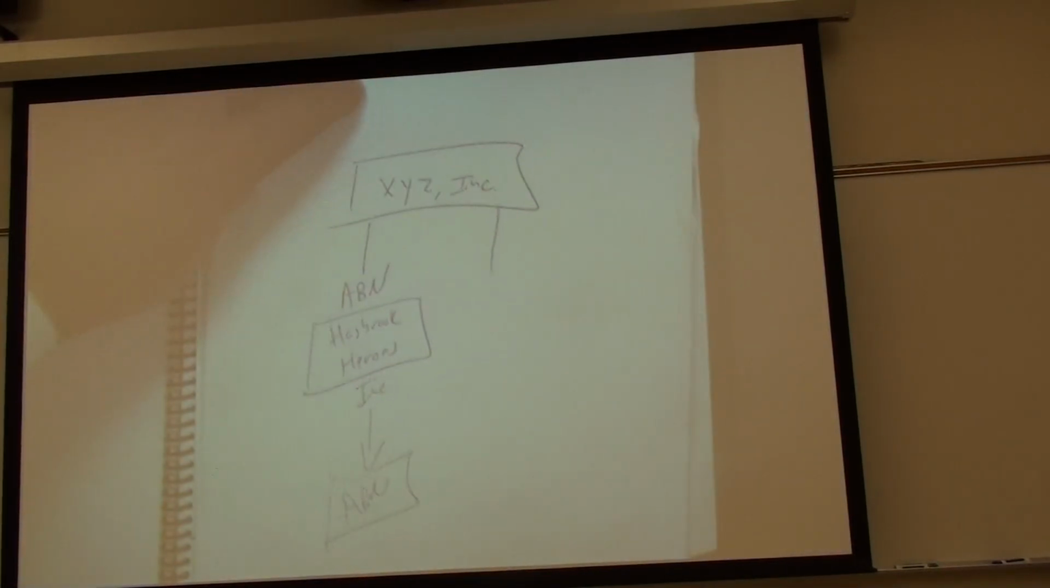Now, what's the downside to an ABN? You have to renew it every year, which is, I can't remember what they charge. I want to say it's $100, but in the big scheme of things, it's not that much.